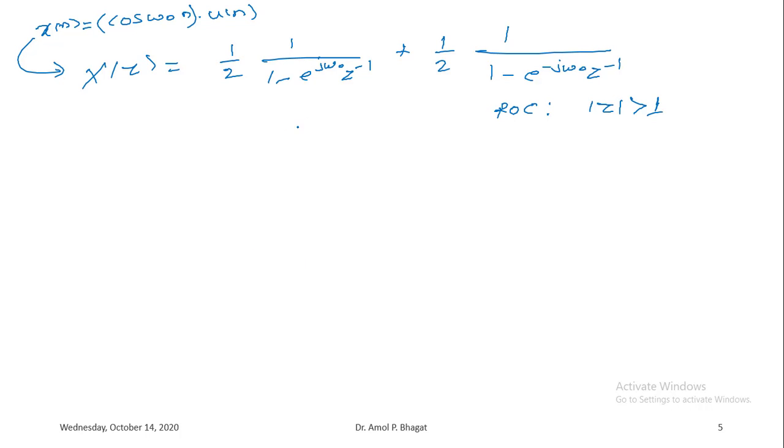You can even simplify these terms by substituting the values of e to the power j omega 0. You can substitute here cos omega 0 plus j sin omega 0, and here also cos omega 0 minus j sin omega 0, and you can simplify it and represent it in terms of cos or sin functions, but there is no need. So this is the required Z transform of x of n.